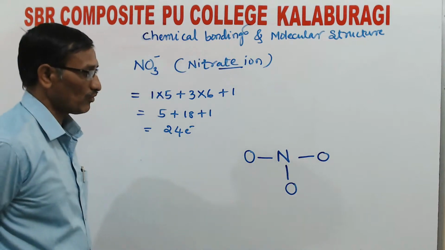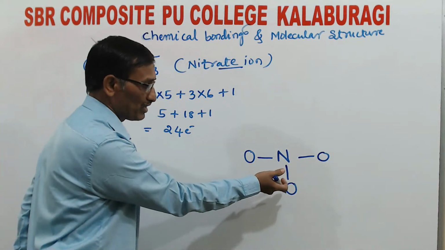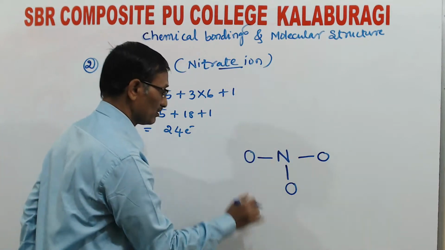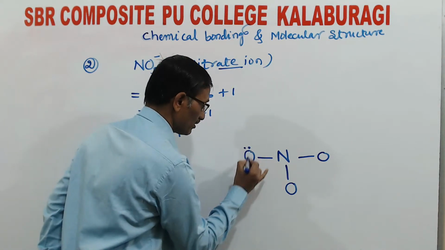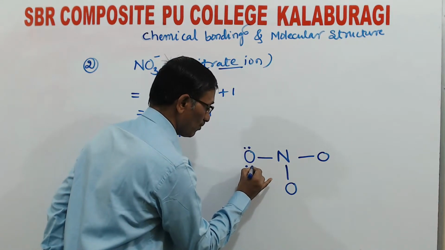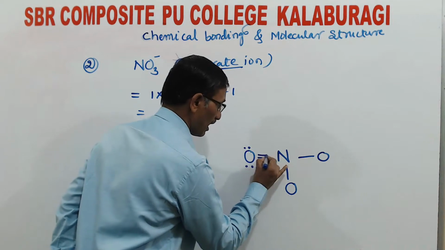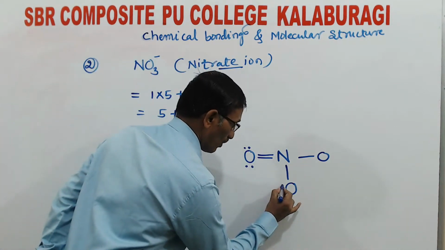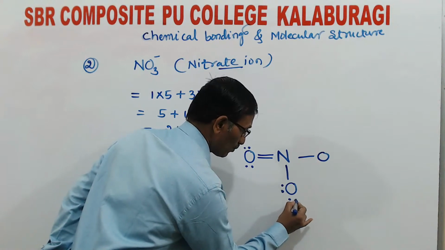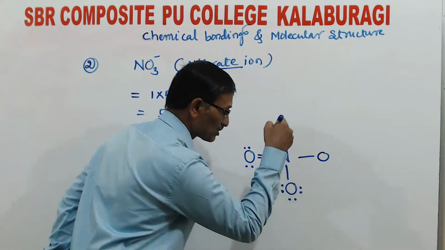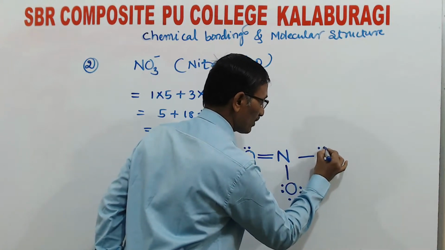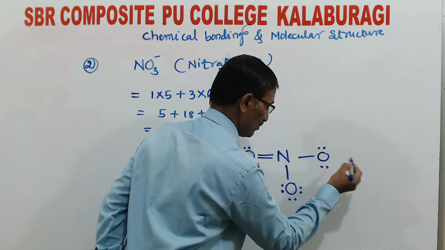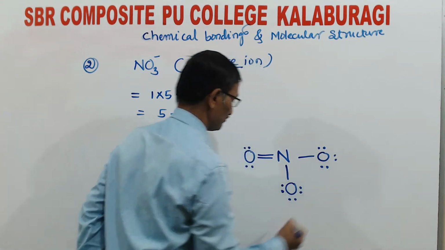Now what happens? 6 electrons we utilized in the bond formation. Now here I am showing only 2 lone pairs and making a double bond. Then what about this? 1 pair, 2 pair, 3 pair, including this one, 8. In the same way, you can write on this oxygen atom also.